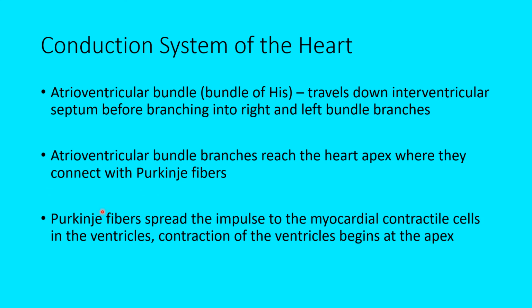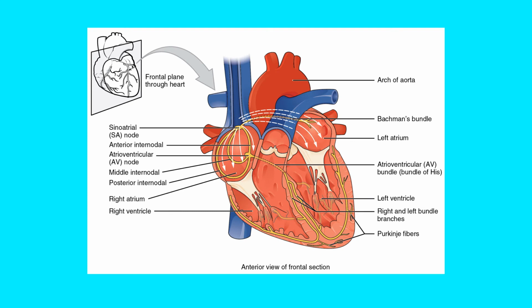And the Purkinje fibers are the ones that are going to spread that impulse that was initially generated by the SA node. It's going to send it to the myocardial contractile cells of the ventricles. Now you start to get the ventricle contraction, which is going to begin at the apex.